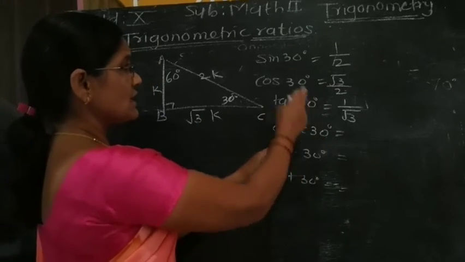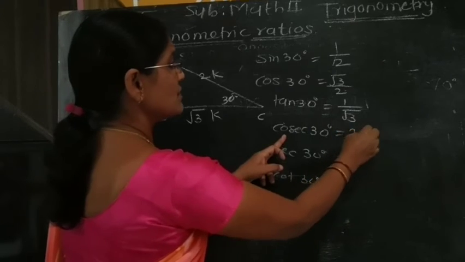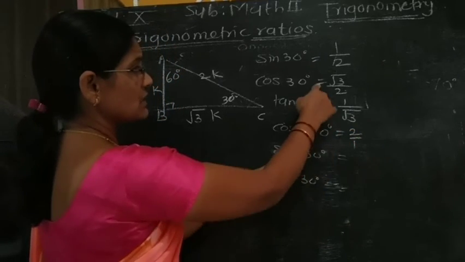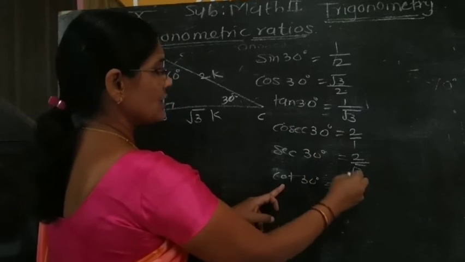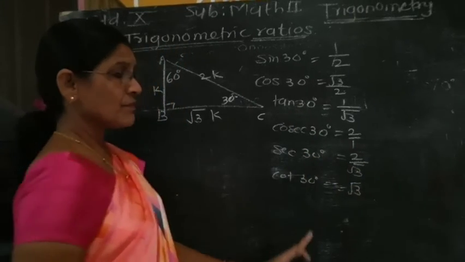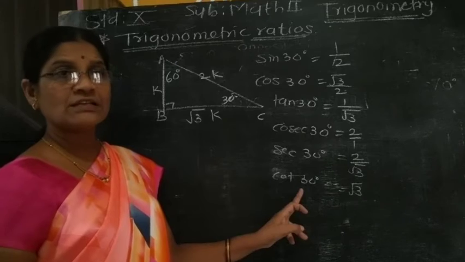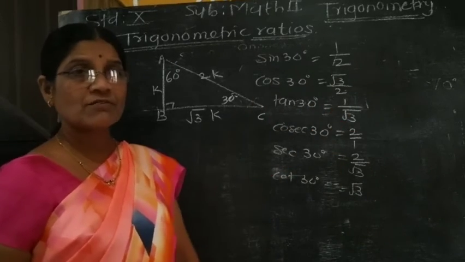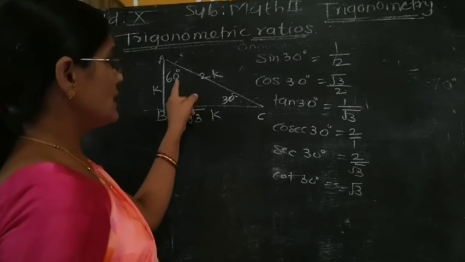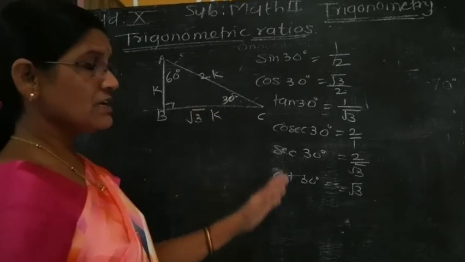Then cosec 30, it is the inverse of sin 30, means 2 upon 1. Sec 30, 2 upon root 3. Cot 30, root 3 only. Means in this way we obtain all these ratios for the 30 degree angle. Same way we obtain the values for 60 degree, sin 60, cos 60 and so on.